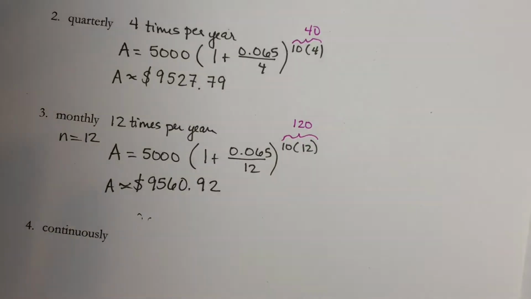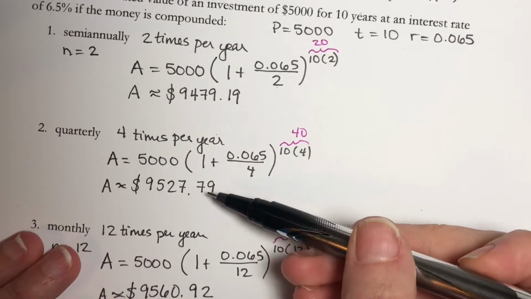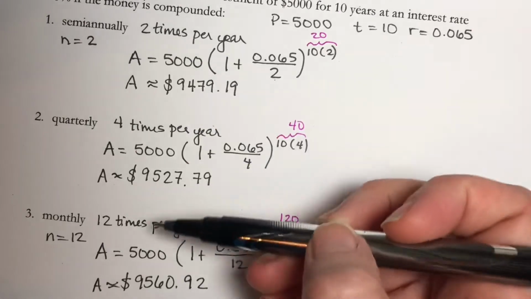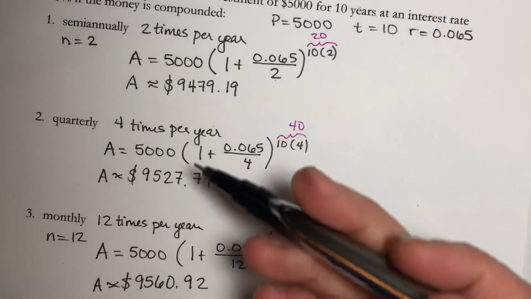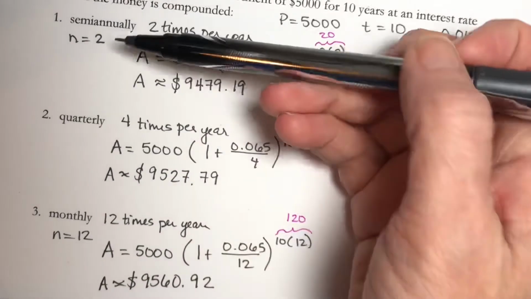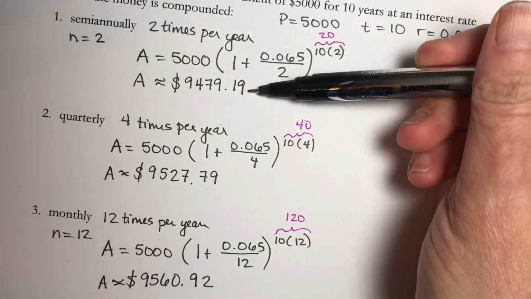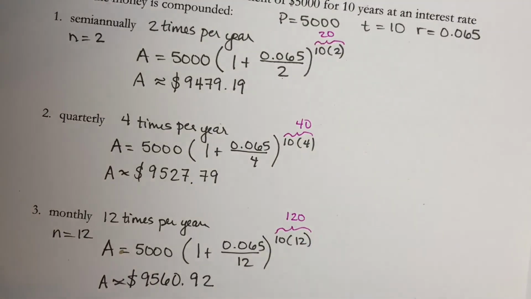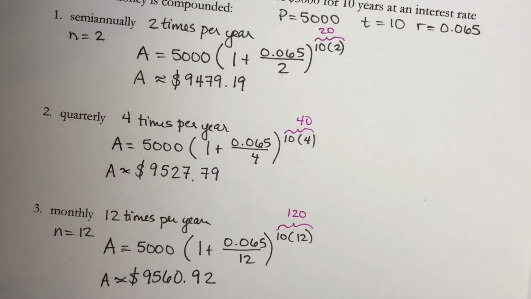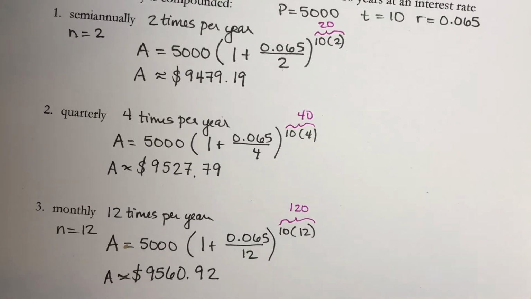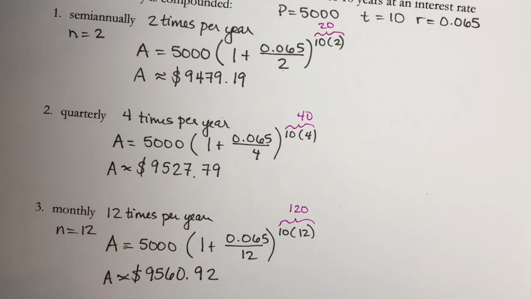Okay, so it is increasing every time, but honestly what happens is the more times you do it per year, it still increases every time, but it slows down as to how much it's increasing. So if I do semi-annually, I get a lot, but if I do it quarterly, I get a bit more. Monthly, I get a little bit more. And if I did weekly, it would be a little bit more. Daily, hourly, minutely, secondly, nanosecondly. It's going to keep increasing, but it's not going to increase very much the further along I go.